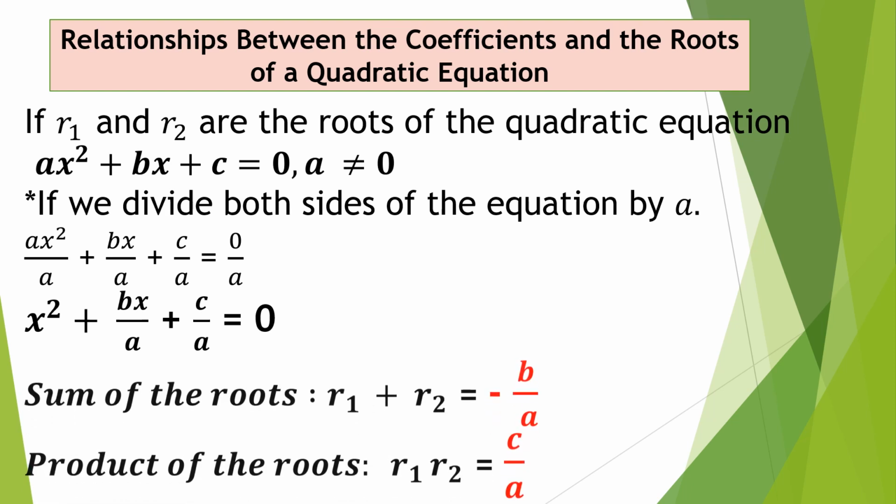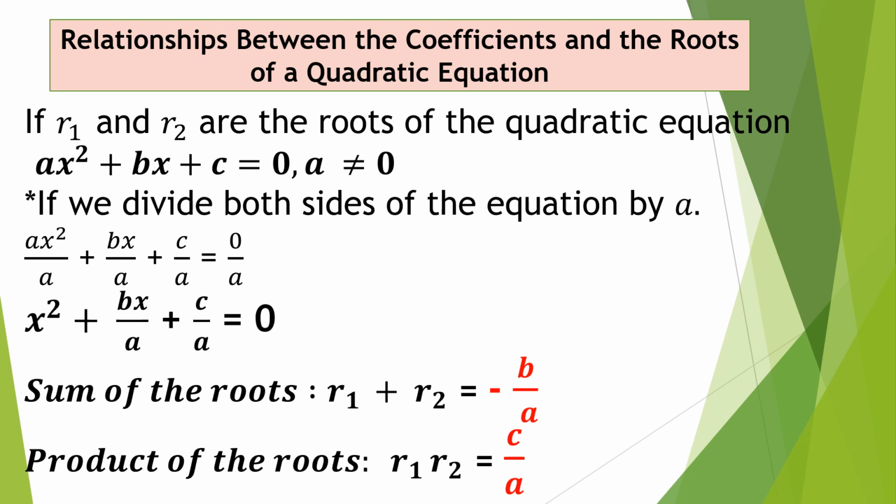So what about that? Okay, this is it. Don't you know that the sum of the roots of this quadratic equation, ax squared plus bx plus c equals 0, is negative b over a, and the product of the roots is c over a. I repeat, the sum of the roots, considering that r1 and r2 are the roots, is equal to the negative of b over a, and the product of the roots, r1 times r2, is equal to c over a.